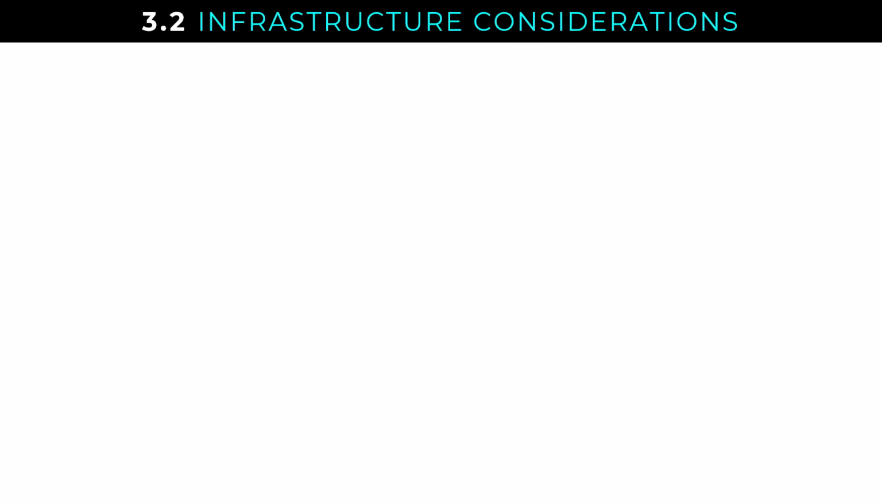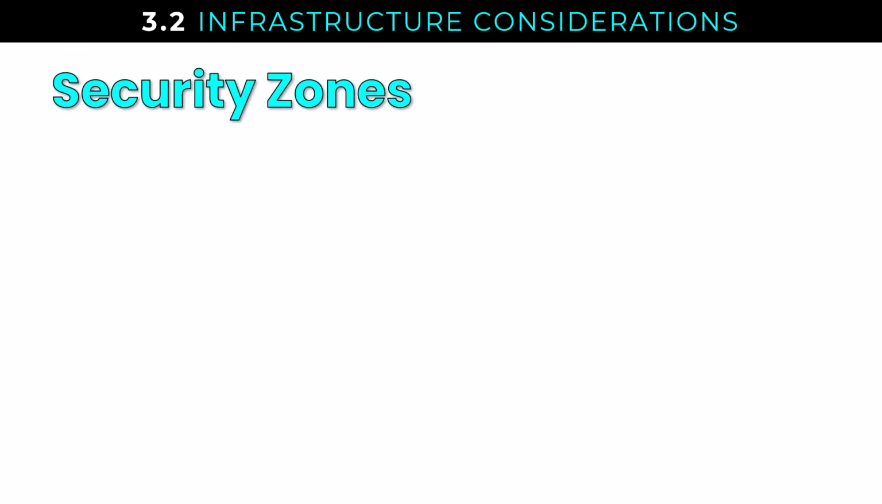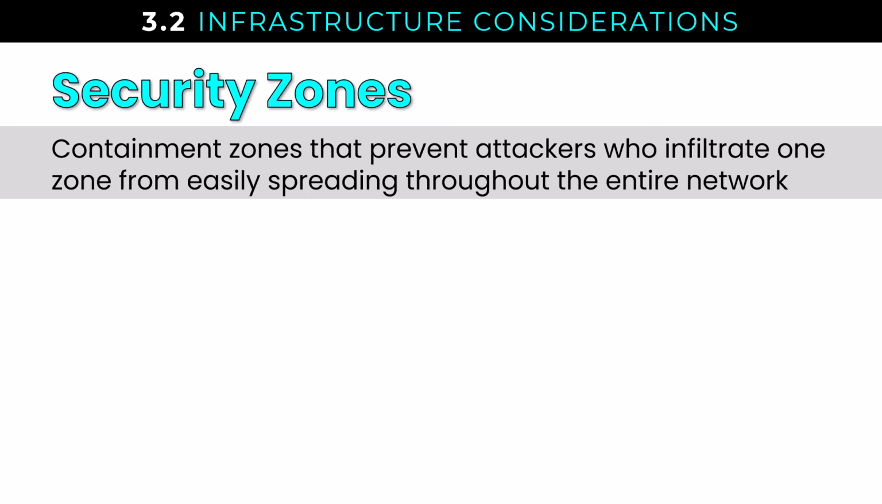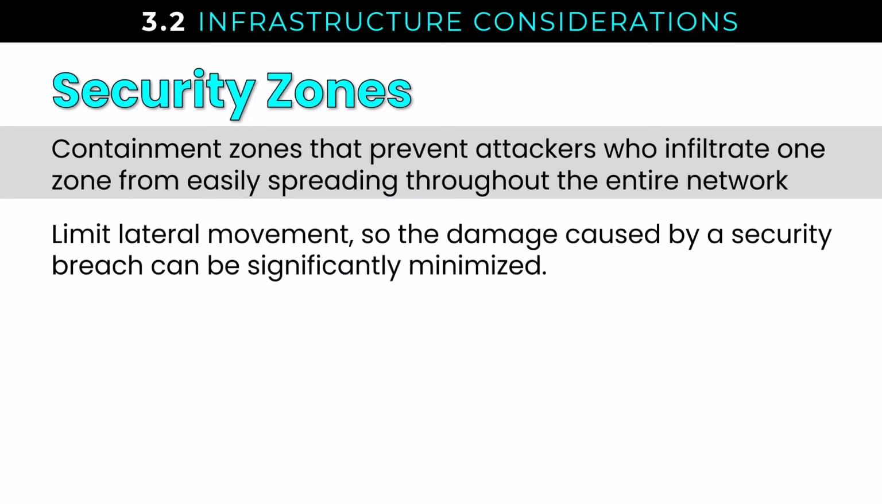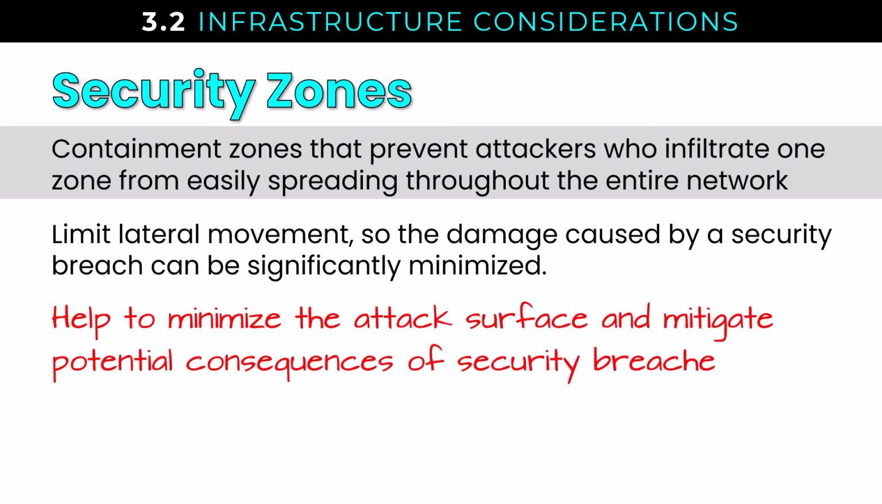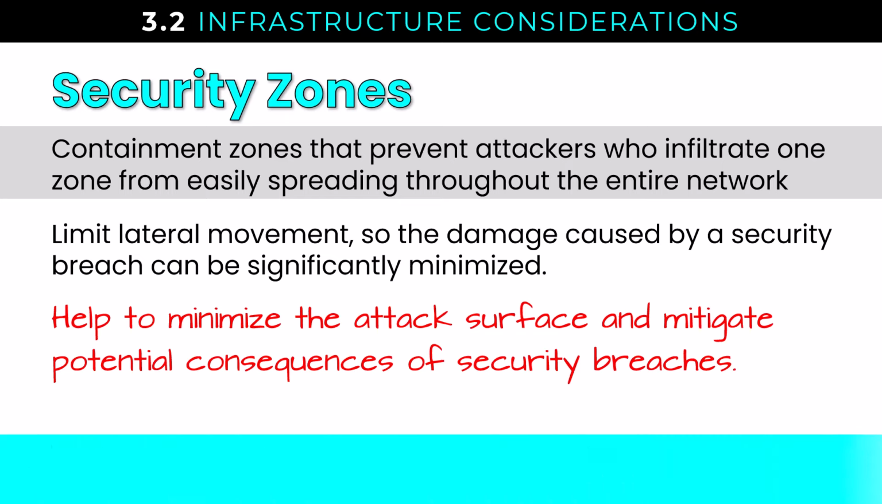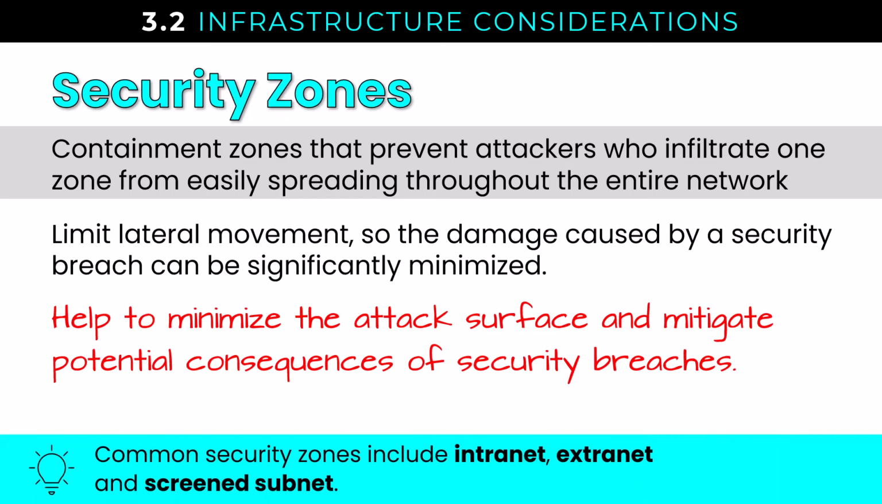Next, we have security zones. So think of security zones as containment zones that prevent attackers who infiltrate in one zone from easily spreading throughout the entire network. Essentially, security zones limit lateral movement, so the damage caused by a security breach can be significantly minimized. Security zones also help to minimize the attack surface and mitigate potential consequences of security breaches. Common security zones include the intranet, extranet, and screened subnet. Let's dig into those three a bit deeper.